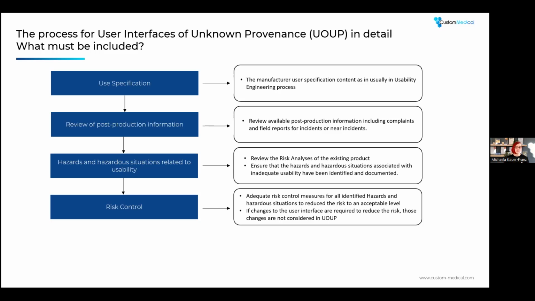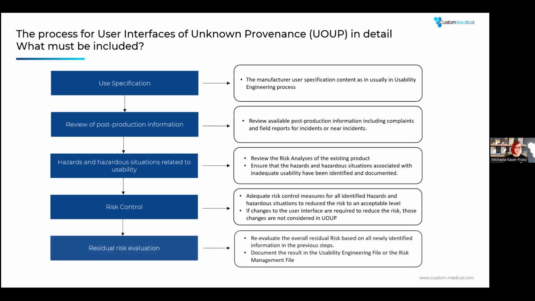Then you have to apply your risk control measures. So if you identified new hazards or hazardous situations, you need to reduce the risk to an acceptable level, or better said, to as low as possible. And once again, just to make sure, if you have to change the user interface to do so, all the parts that are going to be changed are not part of the UP, and you end the whole process with the residual risk evaluation, which is based on all the new information that you found.